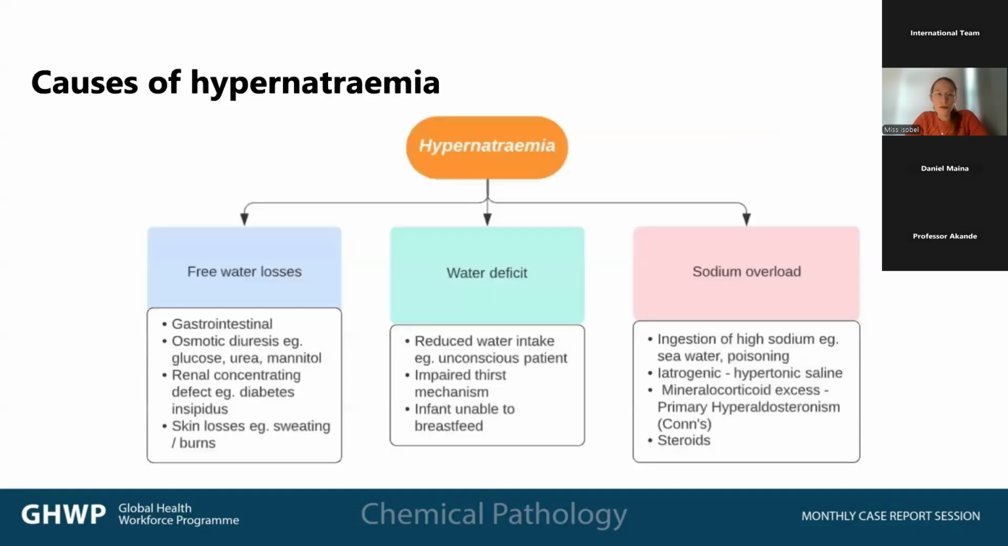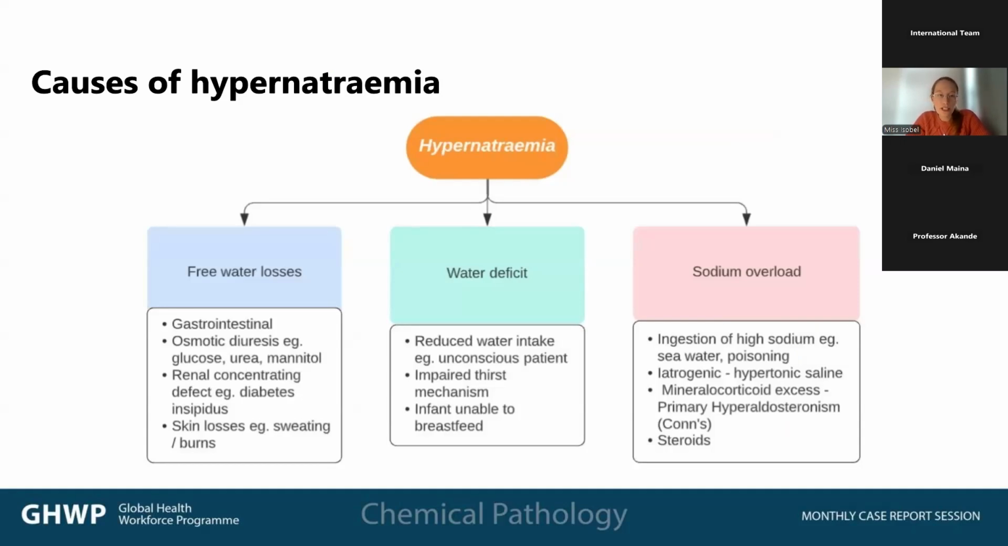So there are lots of possible causes of hypernatremia, and they can be split into three different components. One of them is free water losses, which we see quite a lot in clinical practice. Firstly, gastrointestinal losses. If the patient is vomiting, that's a really common cause. But in this case, the patient didn't report that she's been vomiting at all.